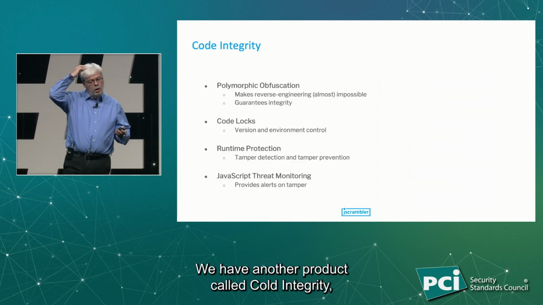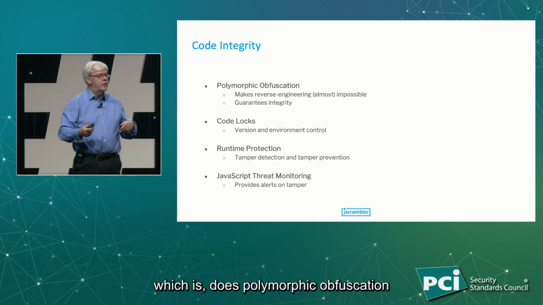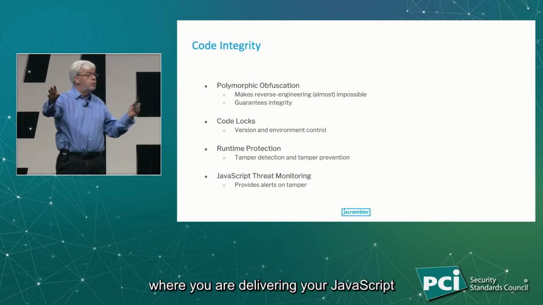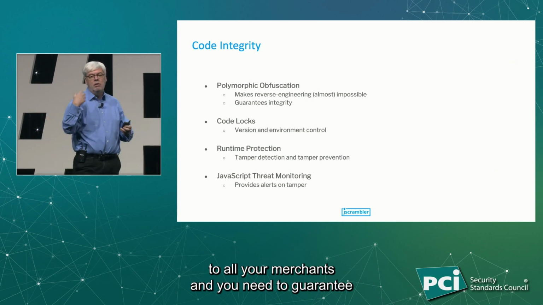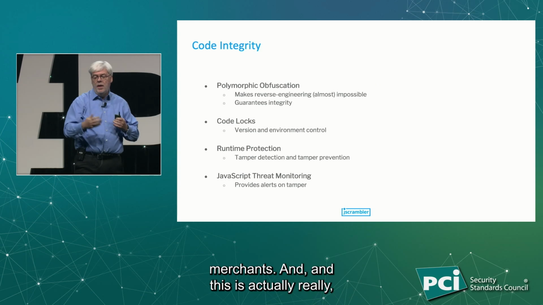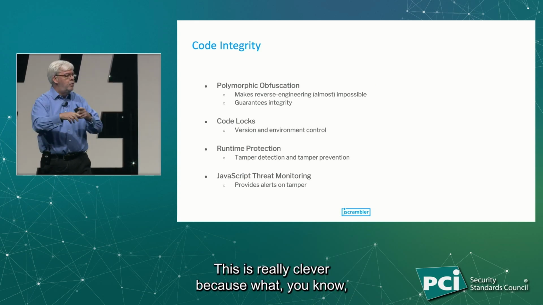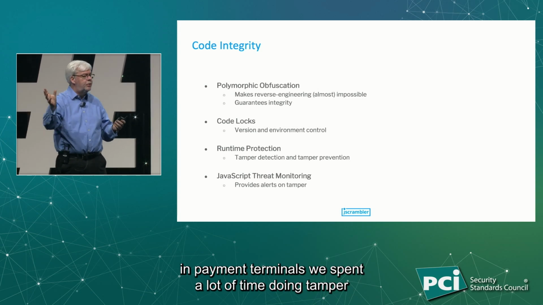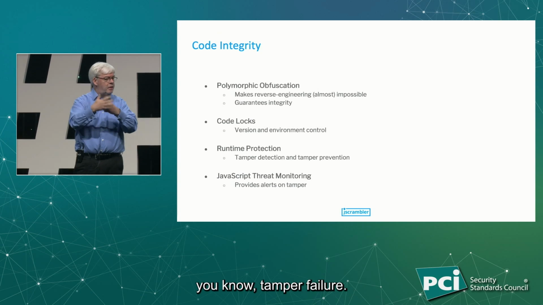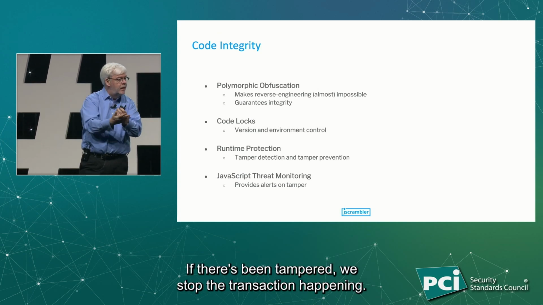We have another product called Code Integrity, which does polymorphic obfuscation. That's really suited to payment service providers, where you're delivering your JavaScript to all your merchants, and you need to guarantee the integrity that you're delivering the JavaScript to your merchants. And this is actually really clever, because in payment terminals, we spent a lot of time doing tamper detection and tamper alerting, and tamper failure. If it's been tampered, we stop the transaction happening.